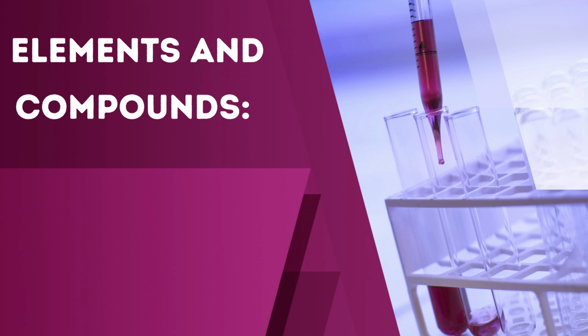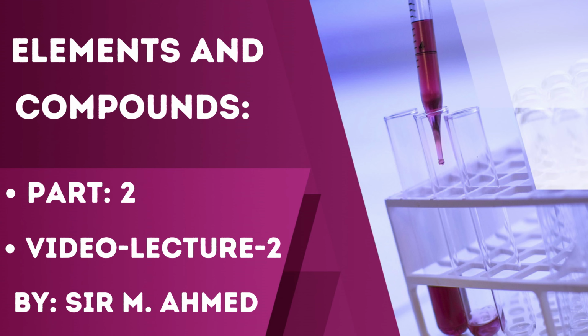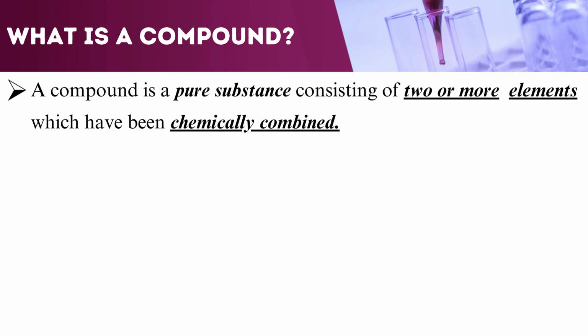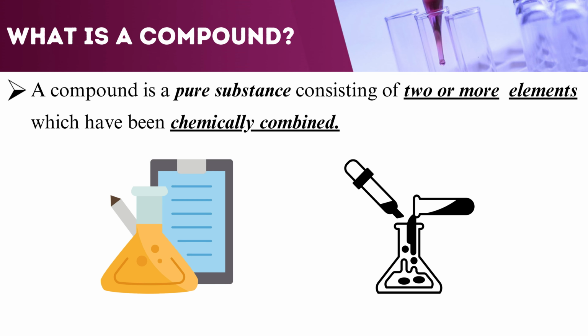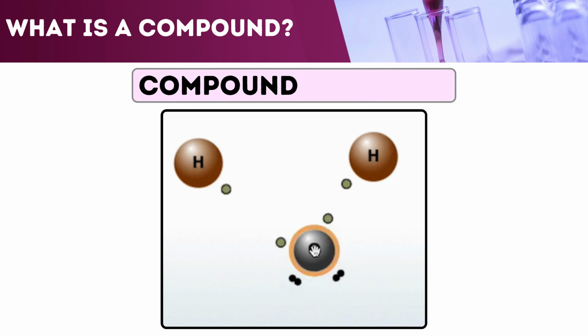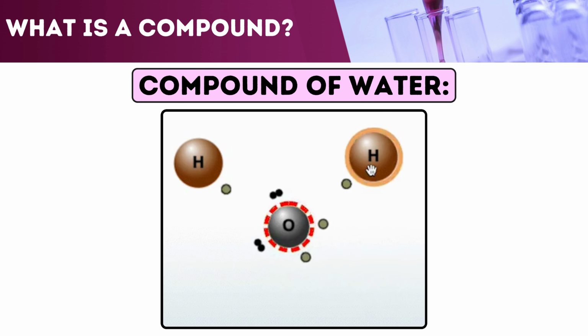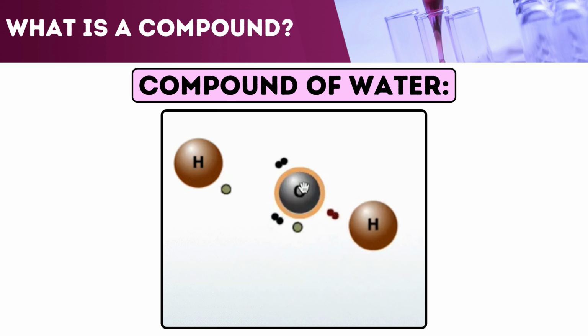Dear students, once again we are with you with another interesting topic, and the topic name is element and compound. This is part 2. So, first we'll talk about what is a compound. A compound is a pure substance consisting of two or more elements which have been chemically combined. Now you can see that hydrogen and oxygen are combining to form a compound.